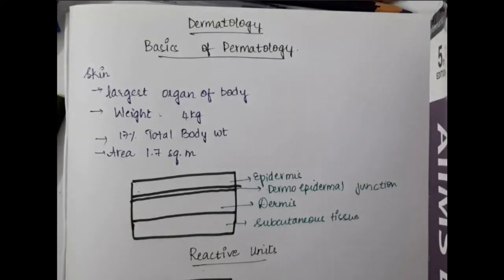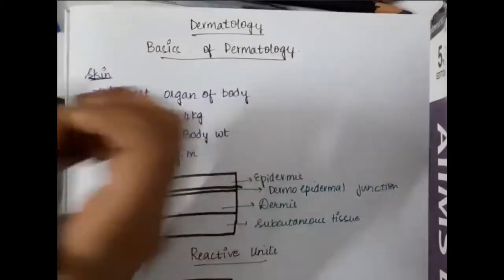First, skin is the largest organ of the body. The weight that skin has is 4 kgs, and the skin constitutes 17% of total body weight. The area of skin is 1.7 square meters.